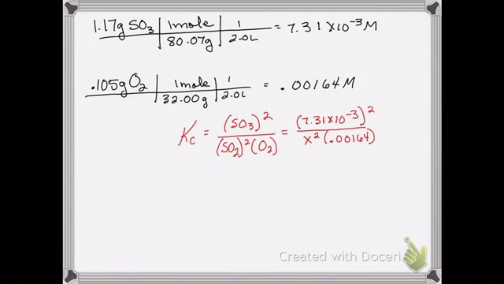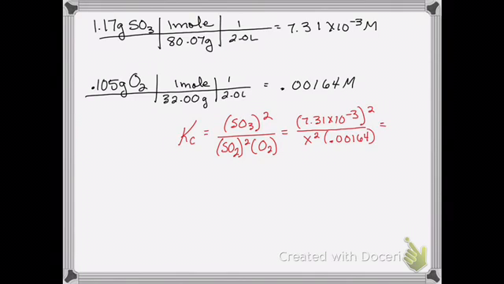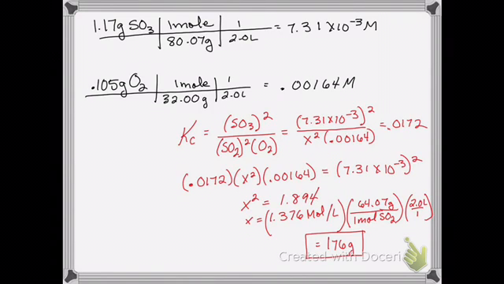Alright, this is what I've been solving for here, and my x squared is sitting on the bottom, and I can't remember the value of K sub C. We had calculated that, and that's 0.0172. Alright, now you just have to rearrange to solve for x squared. Okay guys, I got 176 grams.